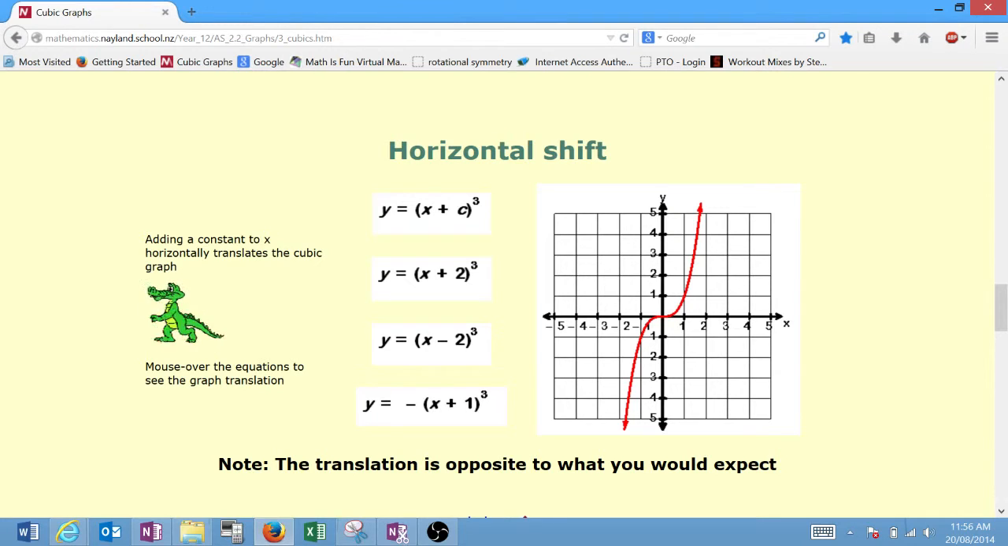The other way of thinking about it, which is not the specific mathematical way, but if it's in the brackets, it's the opposite sign. And that works for all times, okay? So, x plus 2 cubed, it moves to the left by 2. Can everyone see that? So from there to there. What's going to happen when we say x take 2 cubed? Moves to the right by 2.